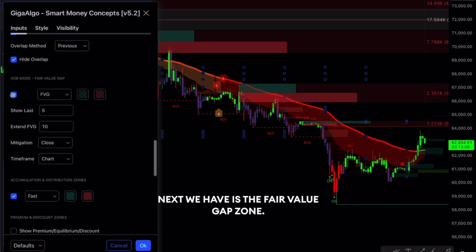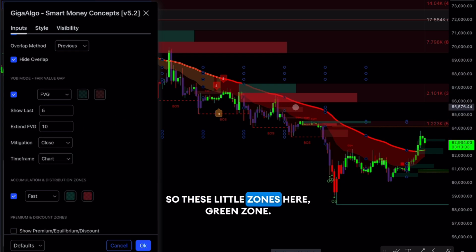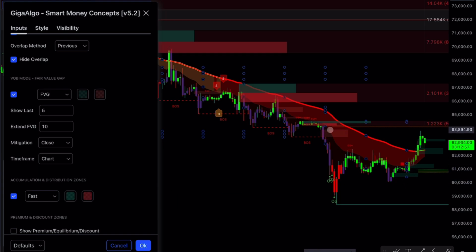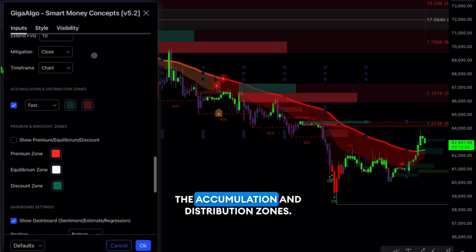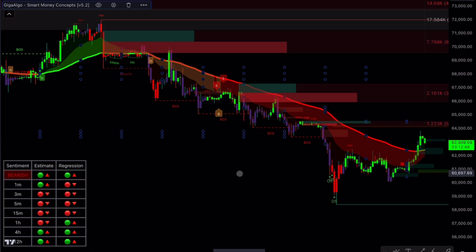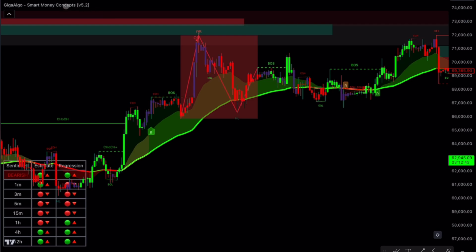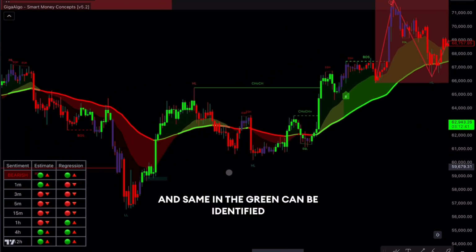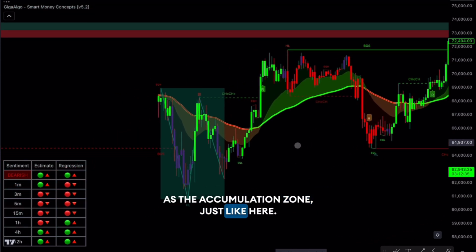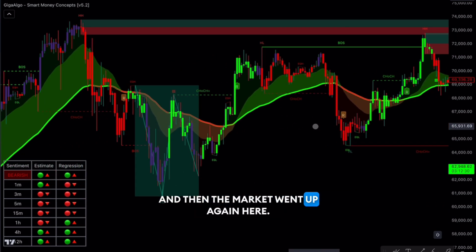Next we have the fair value gap zone. You can turn it on, and these are the settings. So these little zones here, the green zone, these are the fair value gap zones. And next we have the accumulation and distribution zones. So this is the distribution zone, and the same in green can be identified as the accumulation zone, just like here. So we have the accumulation going on here, and then the market went up again here.